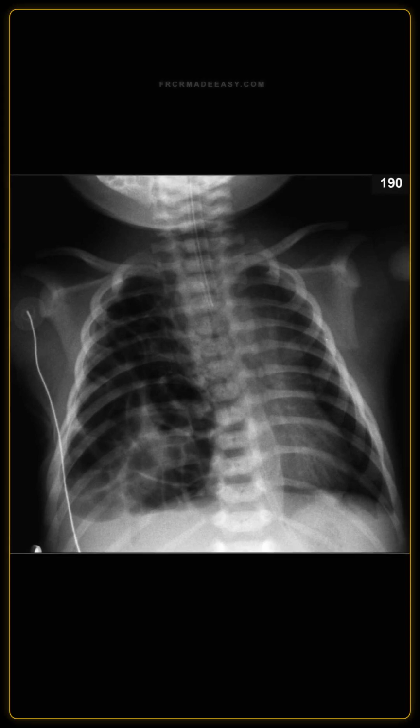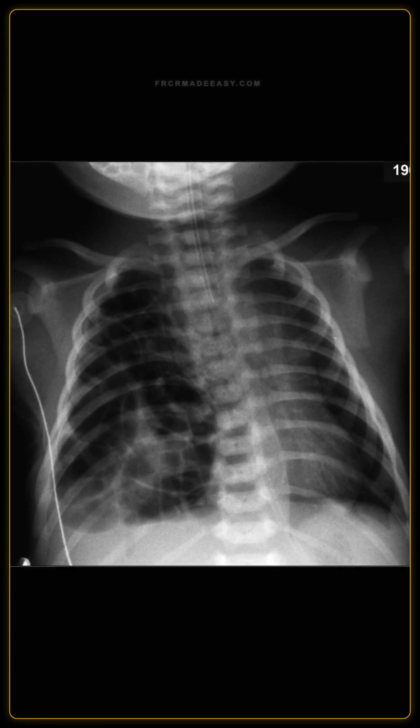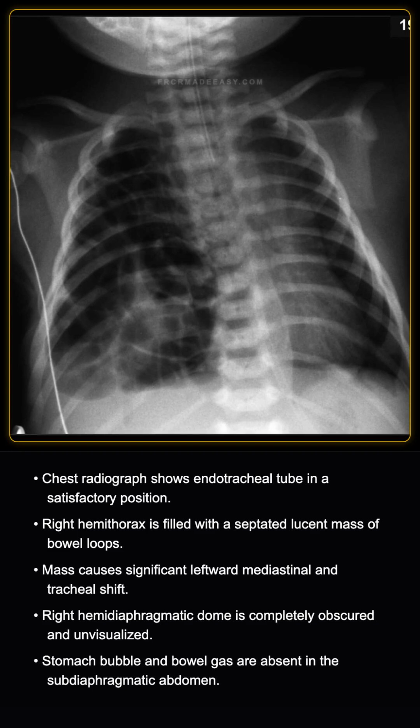A newborn infant presents with severe respiratory distress immediately after birth. I'm showing you a chest radiograph. Describe the findings. Let me just study this for a second.